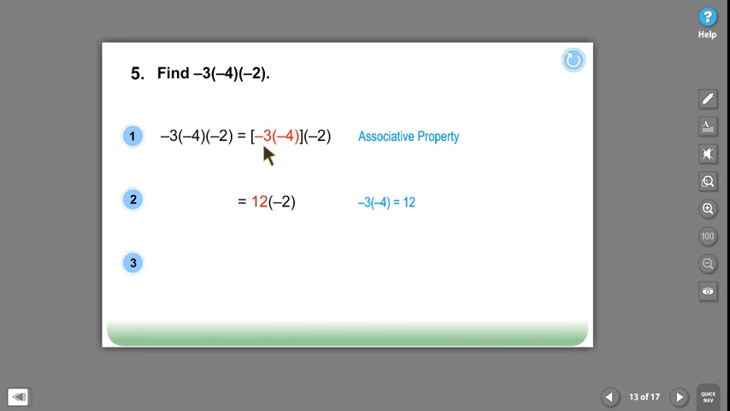So negative 3 times negative 4, they are the same sign. That equals a positive product. So negative 3 times negative 4 is positive 12. And we're going to multiply that by our negative 2. And that's going to equal negative 24 because these two numbers do not have the same sign.